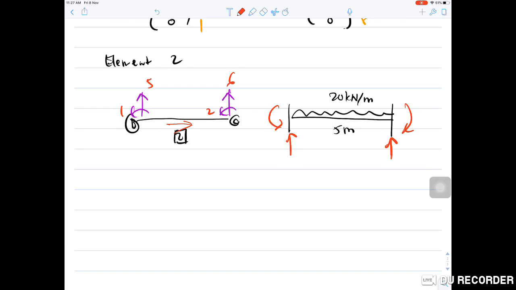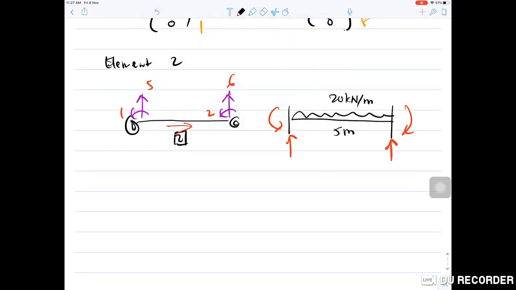So for the vertical force, it is 20 times 5 divided by 2, 100 divided by 2 is 50. This is 50. And for the moment, it is W L squared over 12. W is 20, L squared is 5 squared, divided by 12. 20 times 25 divided by 12 is 41.67. 41.67 for both.